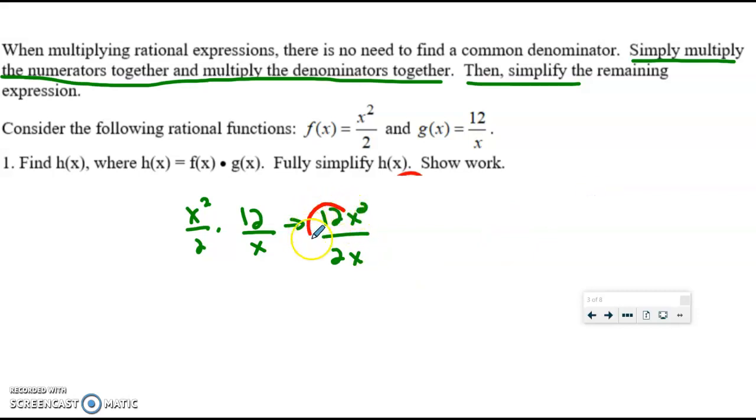So we want to simplify this to the greatest extent of our ability. So we are going to look at 12 and 2. Those are both constants, so let's see, what's 12 divided by 2? It looks like that's 6. If I take x squared over x, I have 2 x's on the top, I have 1 x on the bottom. That leaves me with 6x. So that would be your simplified form, 6x.